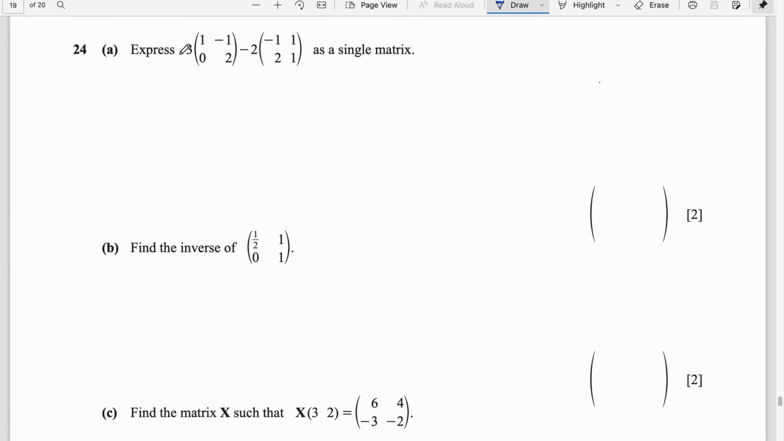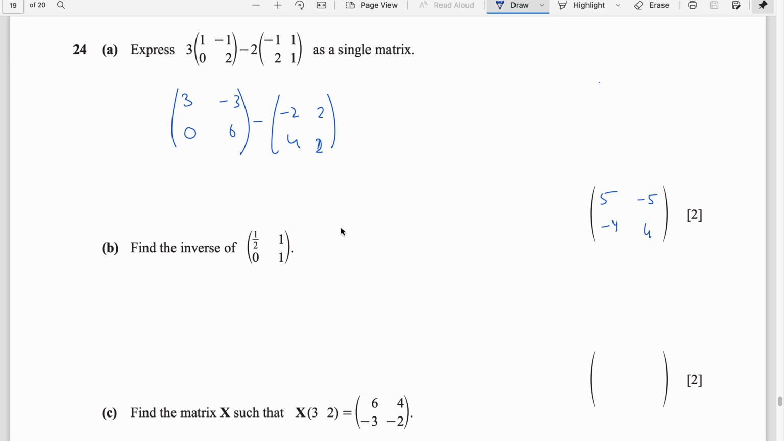Question 24, matrices. Express the given expression as a single matrix. So multiply 3 with each element and simplify. Bringing 2 inside gives minus 2, 2, 4 and 1. 3 minus minus 2 is 5. Minus 3 minus 2 is minus 5. Minus 4, 6 minus 2 times 1 is 2. So 6 minus 2 is 4.